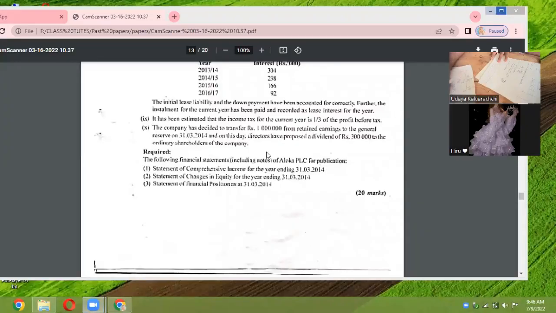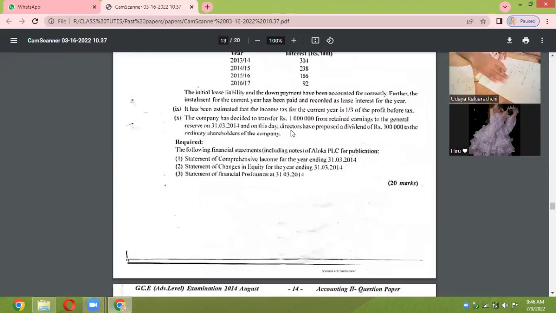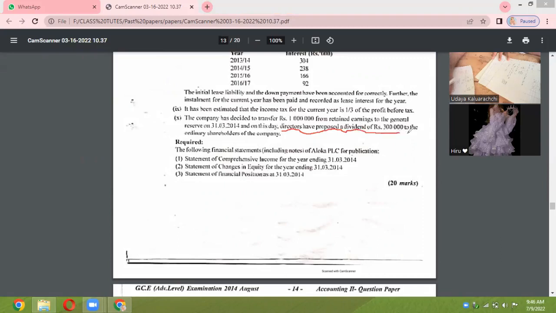So you have to write down this whole statement. Directors have proposed, write this full statement from this point. Directors have proposed a dividend of 300,000 to ordinary shareholders of the company. And you have to mention the date. It is very important. On 31st March 2014.